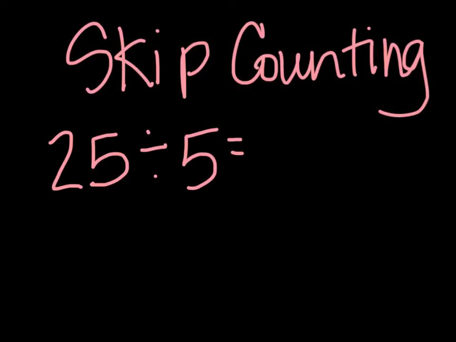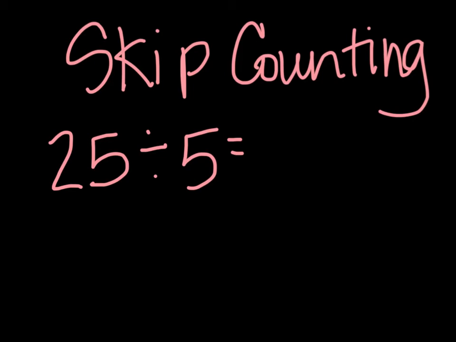Okay, the next strategy I want to teach you guys is called skip counting. This one hopefully will feel pretty familiar to you because we skip count in a lot of areas. Our problem is 25 divided by 5. So our dividend in this problem is 25. Our divisor is 5.